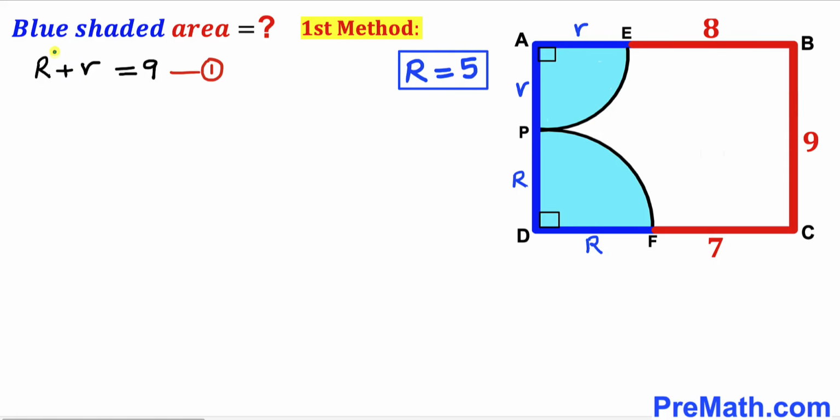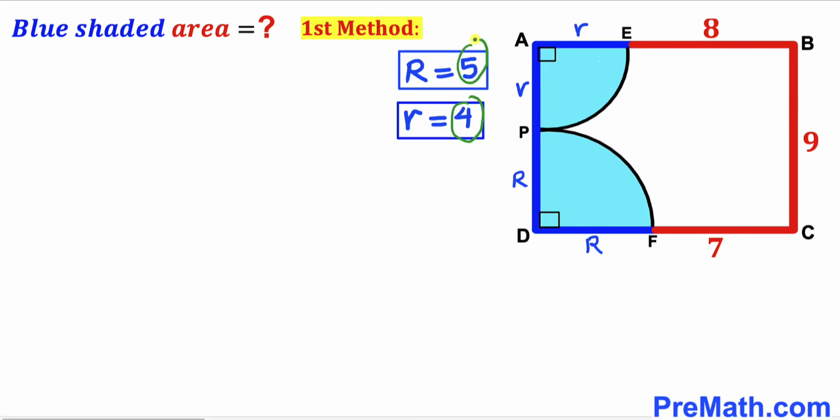And now we are going to substitute this uppercase R value 5 over here. And I'm going to subtract 5 from both sides. And here we can see this 5 and negative 5 are gone. So our lowercase r value turns out to be 4 units. Thus our lowercase r value is 4 and uppercase R value is 5.